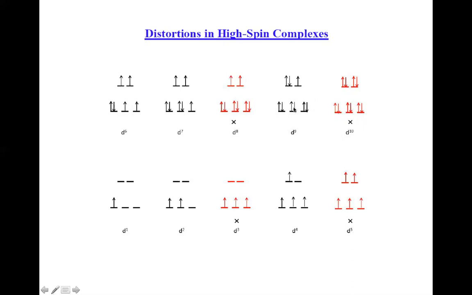d9, as in the case of low spin complexes, here also we will see some distortion. In d10, there will be no distortion, as both the t2g and eg levels are fully filled, or symmetric. So students, I hope that you have learned something about Jahn-Teller distortion, and the distortions that are possible in an octahedral geometry.